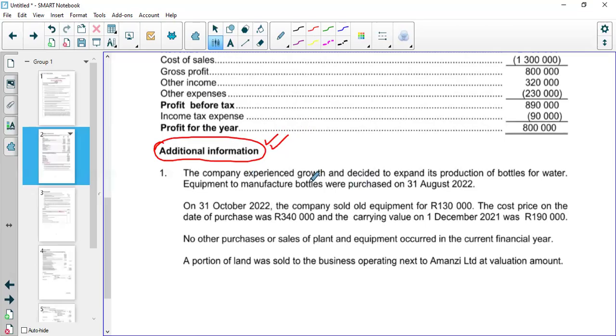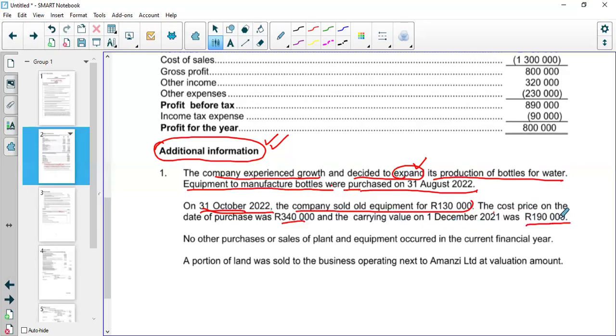The company experienced growth and decided to expand its production of bottles for water. Equipment to manufacture bottles was purchased on 31 August 2020. On 31 October 2022, the company sold equipment for 130,000. The cost price on the date of purchase was 340, and the carrying value on 1 December was 190.